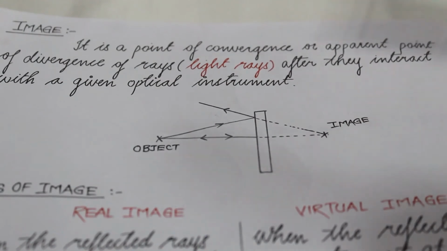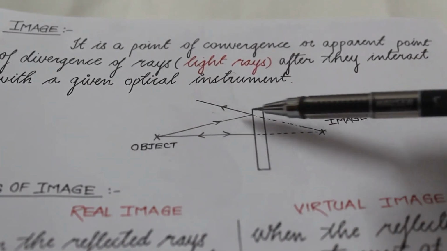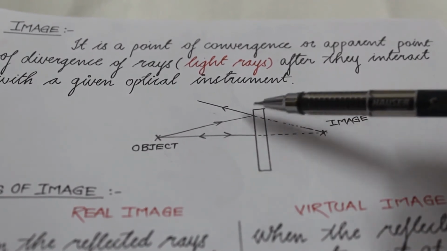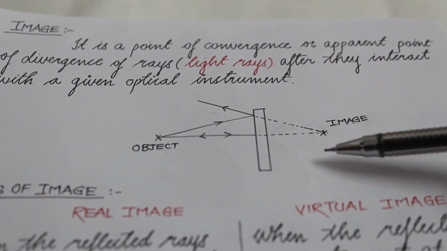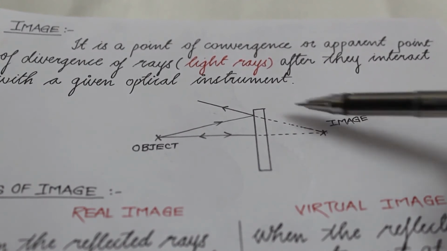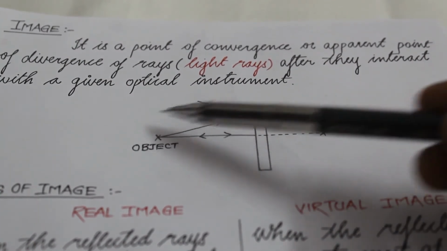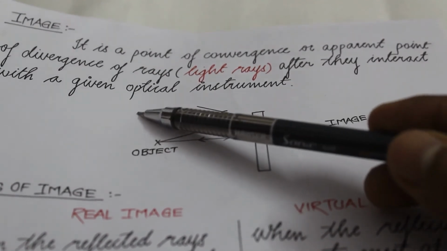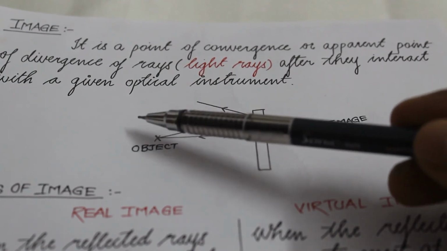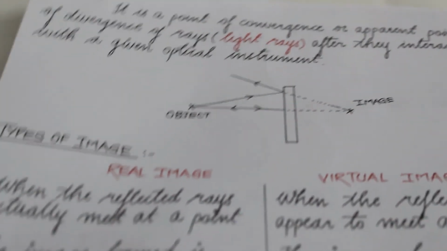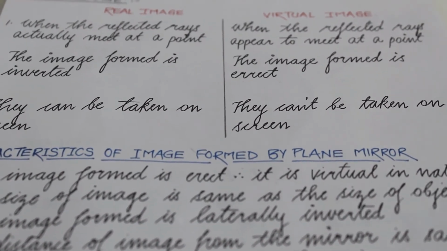Let's take this example again. As the reflected rays are not meeting outside, we assumed that they may meet inside or behind the mirror. So if I keep a screen over here, you won't be able to see any image because it is behind the mirror. If these rays would have met outside somewhere here, and if I kept a screen, the image could have been taken on the screen, and that image would have been real. So real images can be taken on screen, whereas virtual images can't be taken on screen.